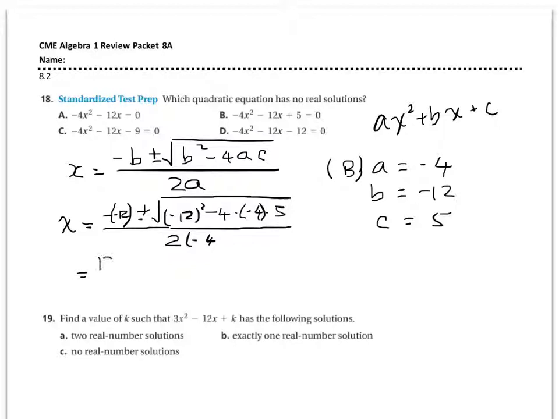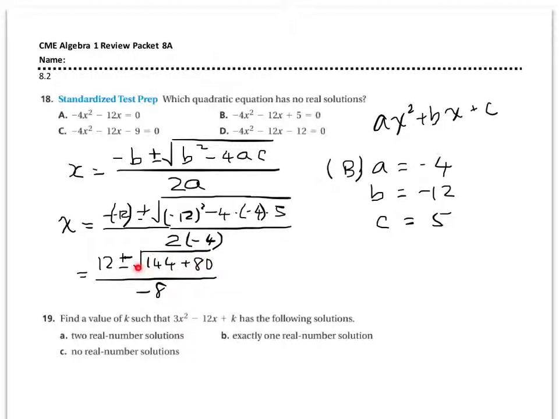Therefore we have 12 plus or minus square root of 144 plus 4 times 4 times 5, which is 80, over 2 times negative 4, which is negative 8. At this point we know that inside the square root will be positive, so whatever that is, we have 12 in front, so this entire thing will be a real number.